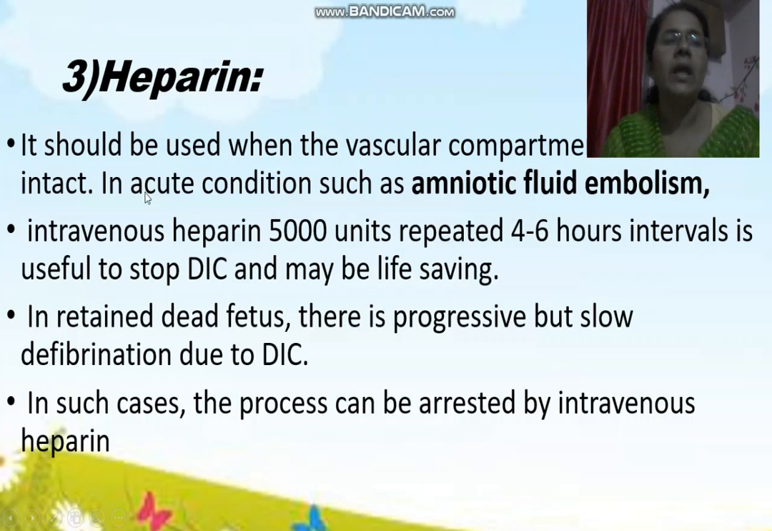Next is heparin. It should be used when the vascular compartment remains intact. In acute conditions such as amniotic fluid embolism, I already explained to you, that is amniotic fluid enters the circulation and it causes DIC. Then intravenous heparin 5,000 units repeated at 4 to 6 hour intervals is useful to stop DIC and may be life saving. In retained dead fetus, there is a progressive but slow defibrination due to DIC. In such cases, the process can be arrested by intravenous heparin.